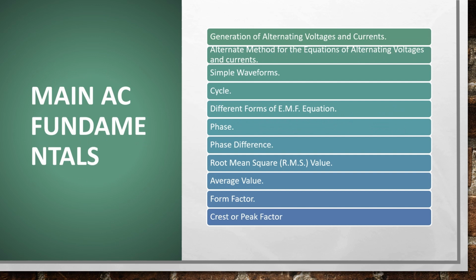Main AC fundamentals are generation of alternating voltages and currents, alternate method for the equations of alternating voltages and currents, simple waveforms, cycle, different forms of EMF equation, phase, phase difference, root mean square (RMS) value, average value, form factor, crest or peak factor.